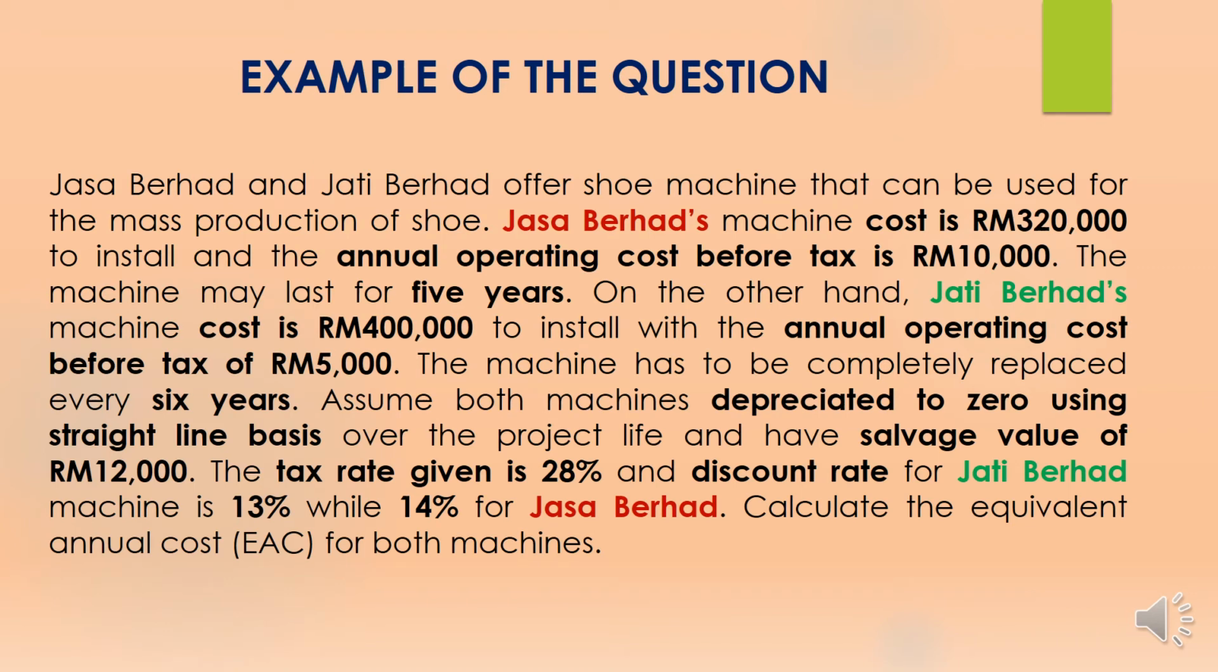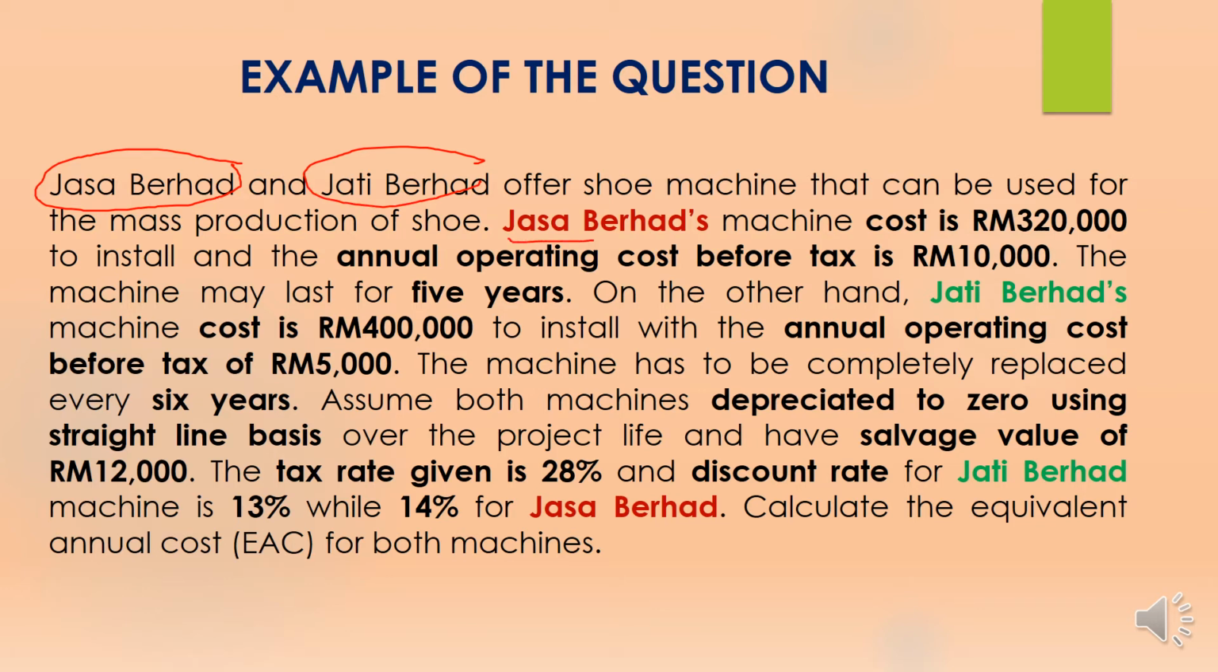To start with the calculations on EAC, based on the example of the question, Jasa Berhad and Jati Berhad offer shoe machines that can be used for the mass production of shoes. So based on this information, there are two companies available, which are Jasa Berhad and also Jati Berhad.